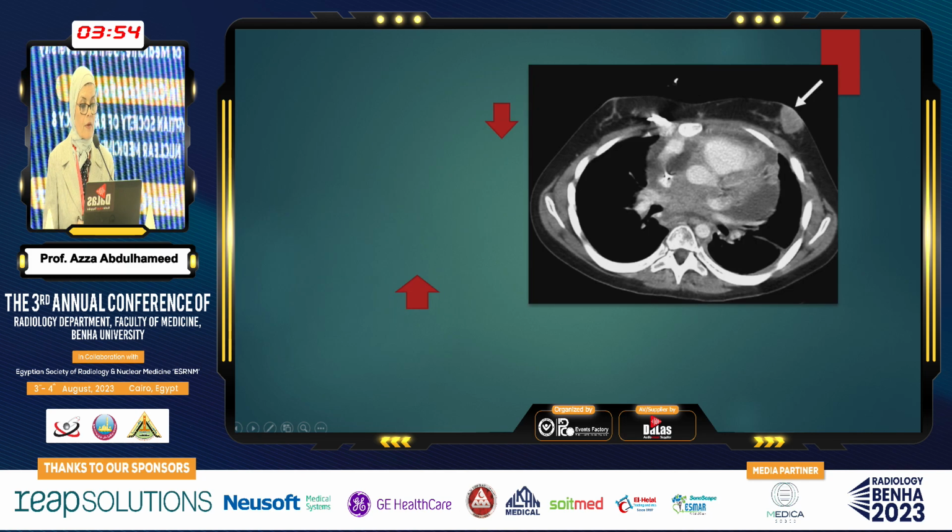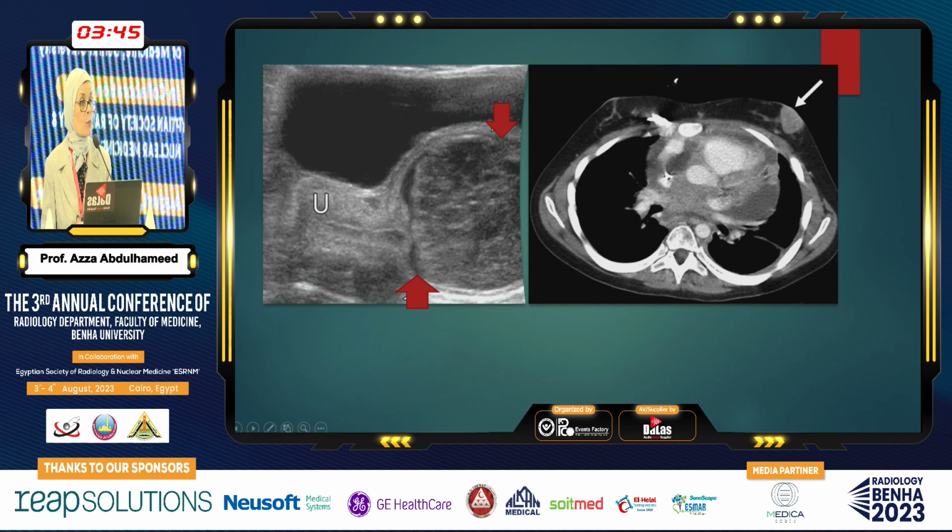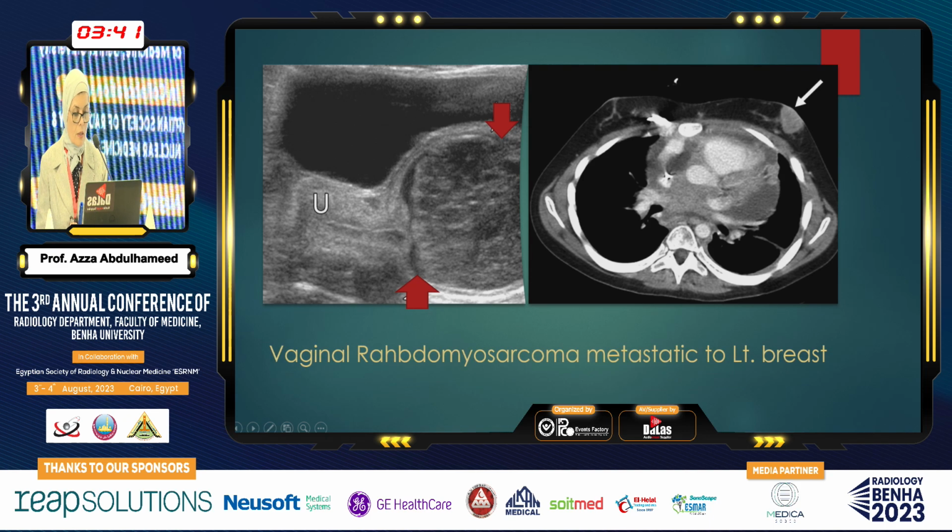Okay. This is CT. You can see here an enhancing breast mass. It was malignant. As I've mentioned before, mets is the most common, and the primary here was a vaginal rhabdomyosarcoma.